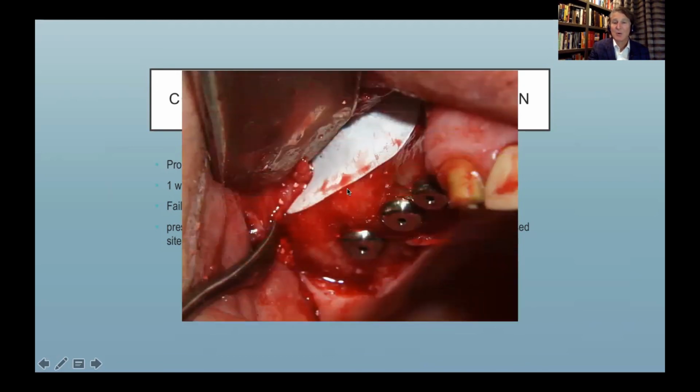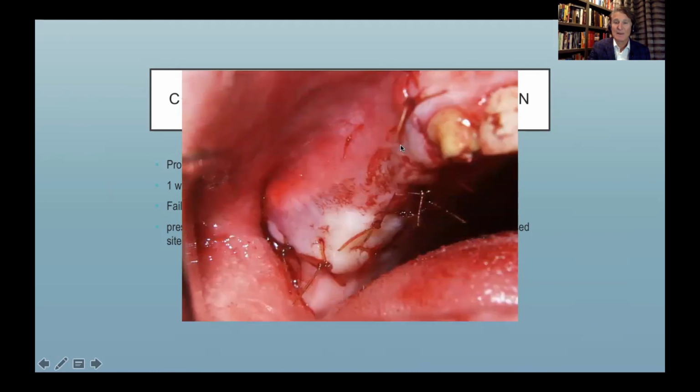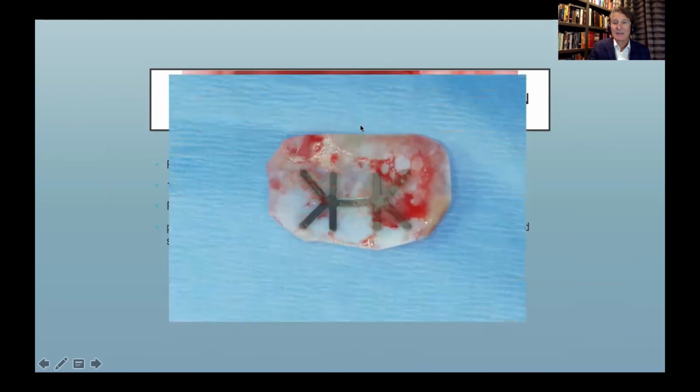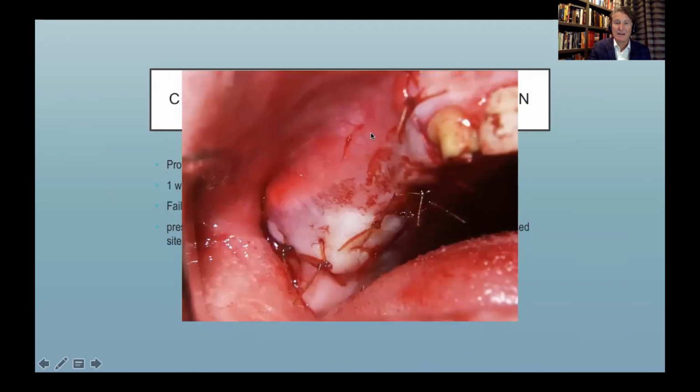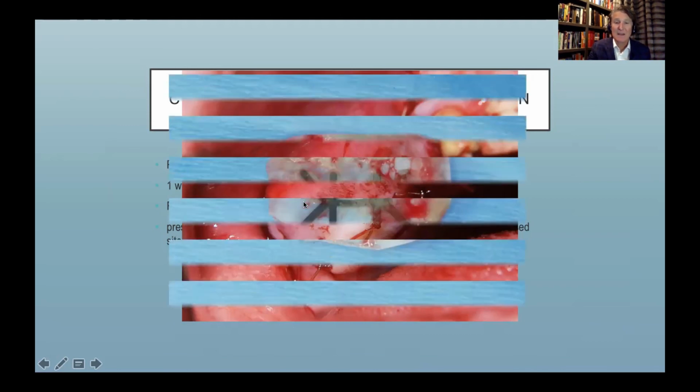We used a goretex membrane, and that's what we would not do today because this little tag poked out through the gum, and when it did, it got infected. And you can see at the 1 week it was fine, but the 3 week we didn't see. But you can see the membrane just underneath here, and you can see how thin that gum is, how that might poke through. And in fact, that's what happened.